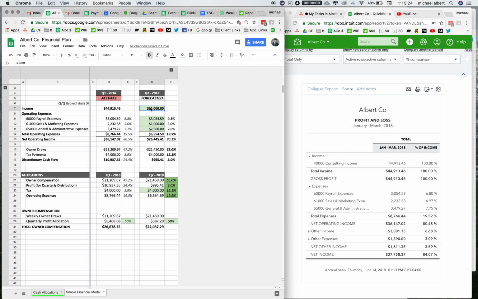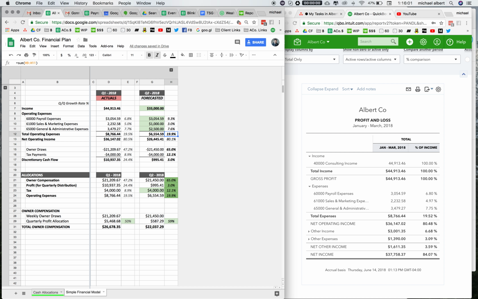So I think my quarter two revenue is going to be about 33,000. So I just hard coded that number in. I think from a dollar standpoint, my payroll expense for my accounting associate is going to be about the same. So I just copied and pasted the 3,000 into here. I think my sales and marketing expenses are going to be much lower. It's going to be about $1,000, and my G&A I think is actually going to be a little bit lower as well. So I'm going to plug in 2,500 there.